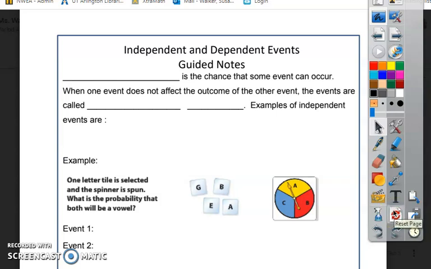Hey guys, we are going to do independent and dependent events guided notes.